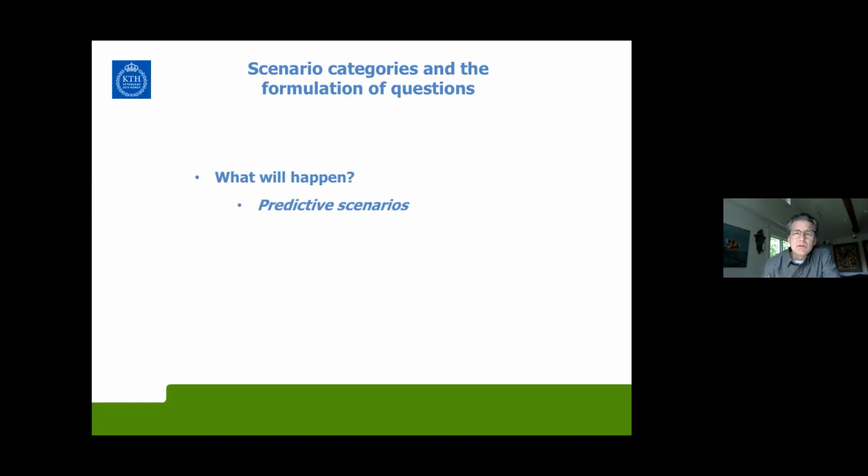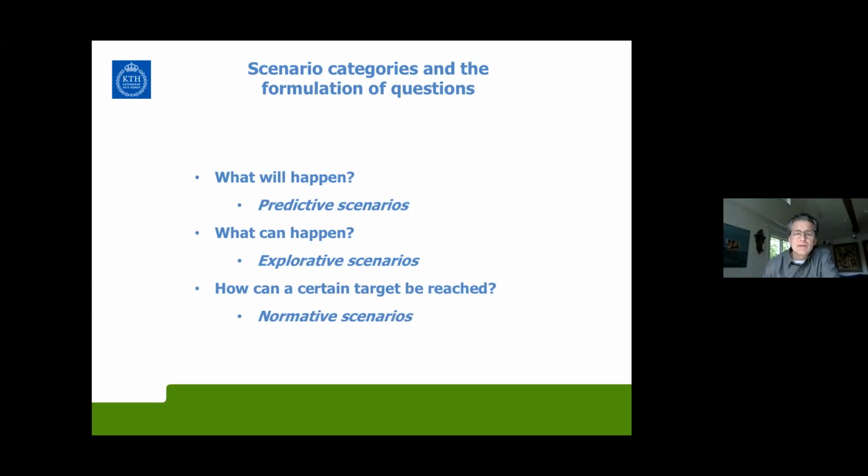For instance, the most common question probably is what will happen? And from that, you can have predictive scenarios. And predictive scenarios is, well, we will come back to that. But an entirely different question is what can happen? And then we would call those scenarios explorative scenarios. And the third thing here, how can a certain target be reached, which we would call normative scenarios. I'm not so sure we should have called them normative scenarios, but that's the term that is now being used when you discuss those predictive, explorative, normative things.